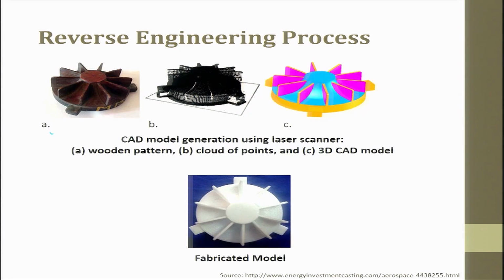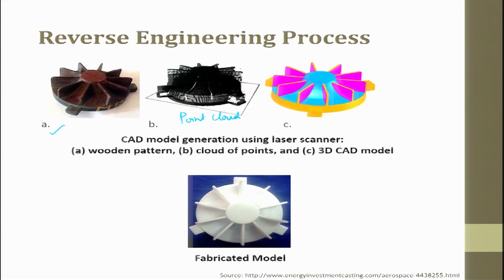So, this is how a typical CAD model generated using a laser scanner is. This is the wooden pattern, which is the raw information, a made object in front of you. When we do reverse engineering of it, we convert the solid into a cloud of points. This is called point cloud data, or point cloud.